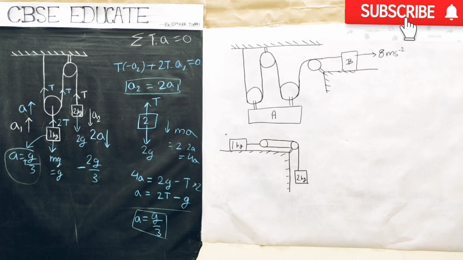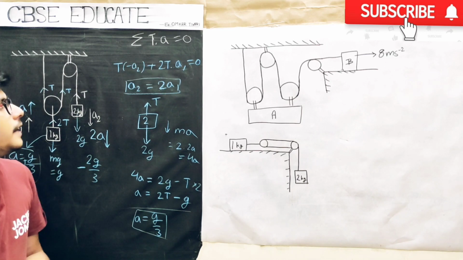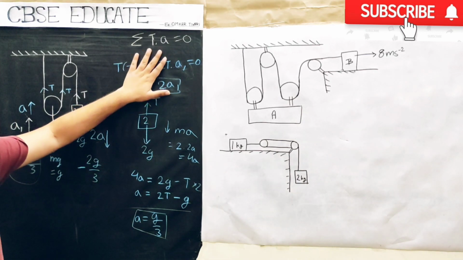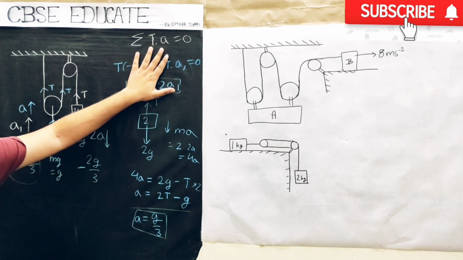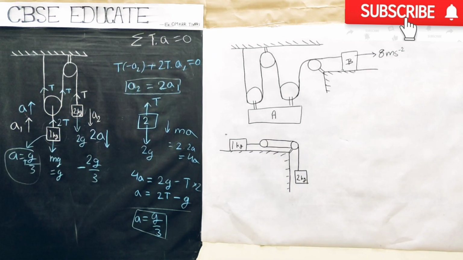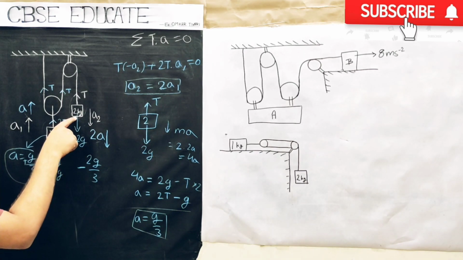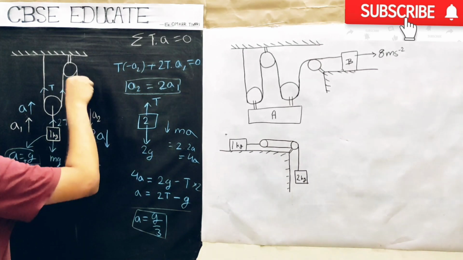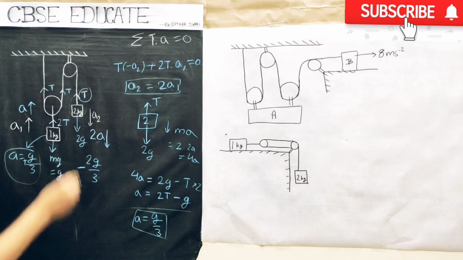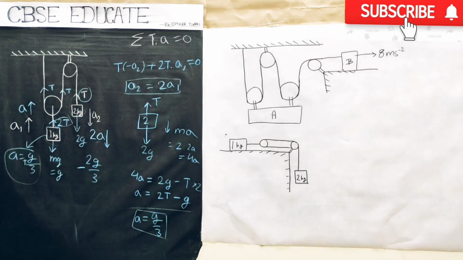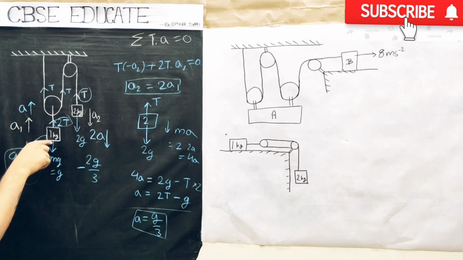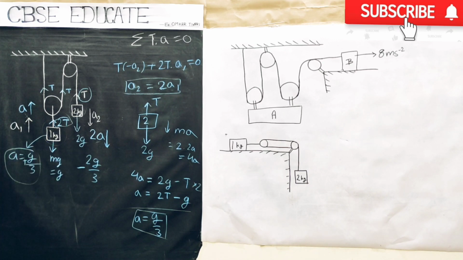Okay, so a short trick comes here. Instead of applying this, you can also do a thing: see, the tension in this body is T, and the tension in this body is T. What you are observing is that the tension gets double, and the acceleration for this body gets half.